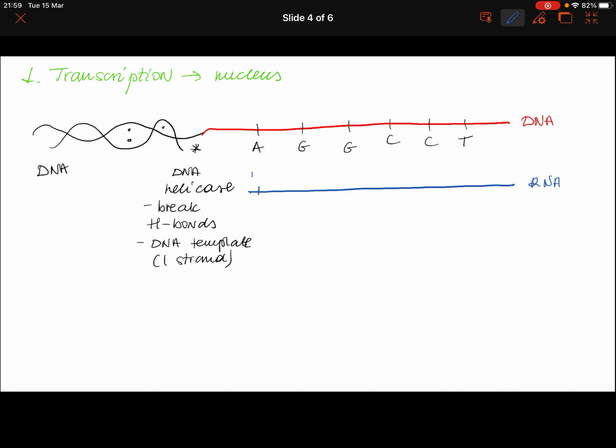But remember, the rule is slightly different. Adenine pairs with uracil, guanine with cytosine, cytosine with guanine, and thymine with adenine. So in this process, imagine if I'm working with the prokaryotic cell only, I've already produced my mRNA. However, if I was to work with the eukaryotic cell, now I need to do splicing.